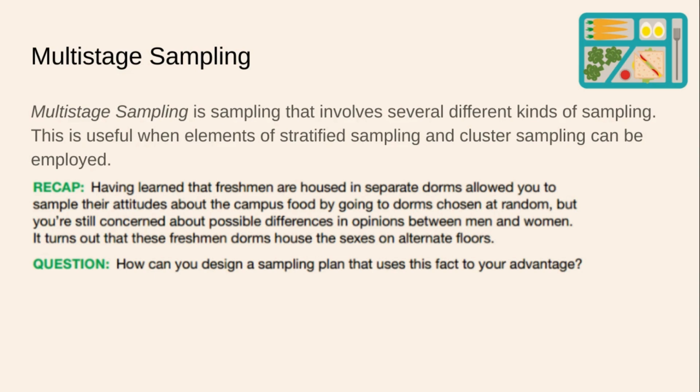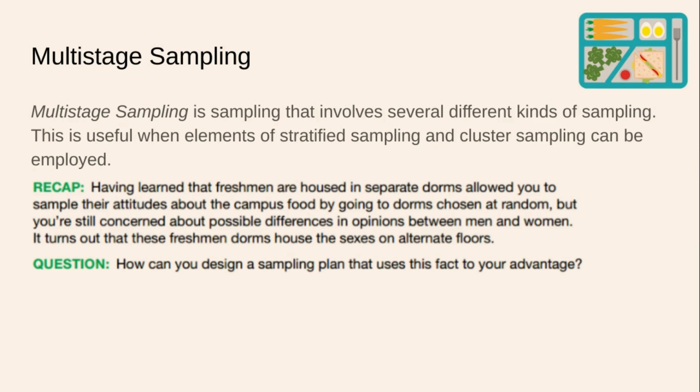So say if you were going to a dorm, maybe there's a dorm of gentlemen at the bottom, and then you have ladies a floor up, and then gentlemen, and then ladies, and so on and so forth. So how could you design a sampling plan that uses this fact to your advantage? Think about how you could use a bit of cluster sampling and a bit of stratified sampling to aid in your problem solving. Devise a plan, and then compare it with the plan that the book has.